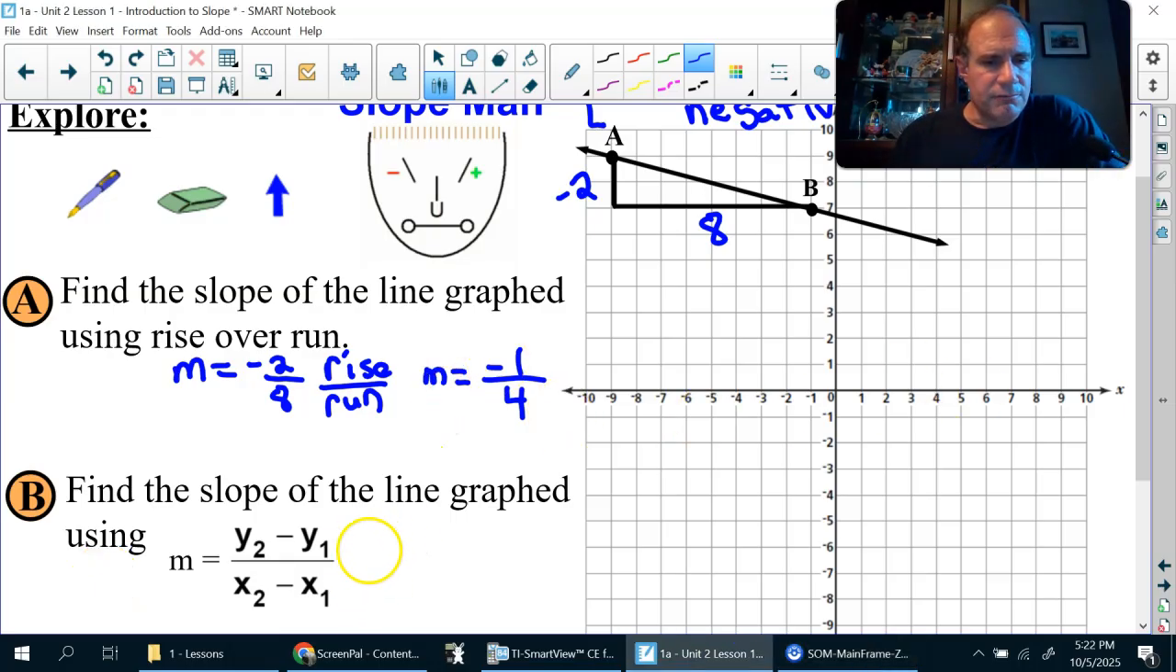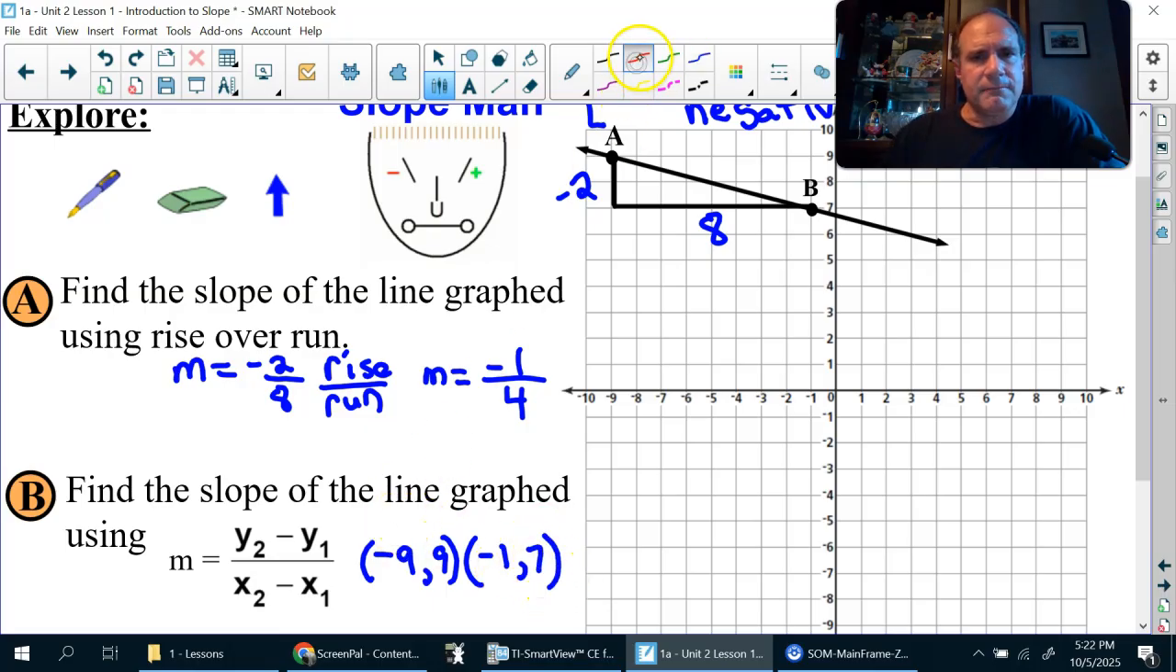So what we're going to do right now is we're going to put down the coordinates for A and B, and we're going to see if it's the same. So -9 to the left and 9 up. -9, 9. -1 and 7. We're going to label it x1, y1, x2, y2.